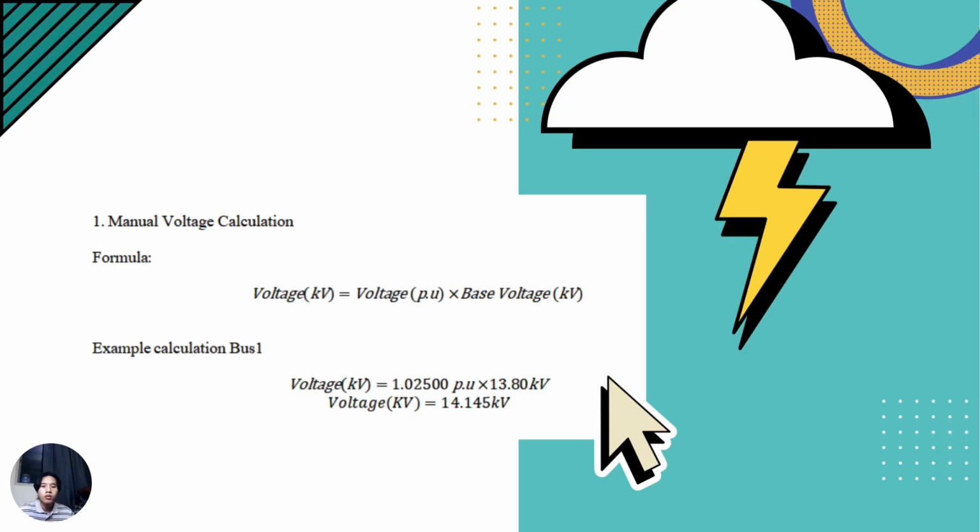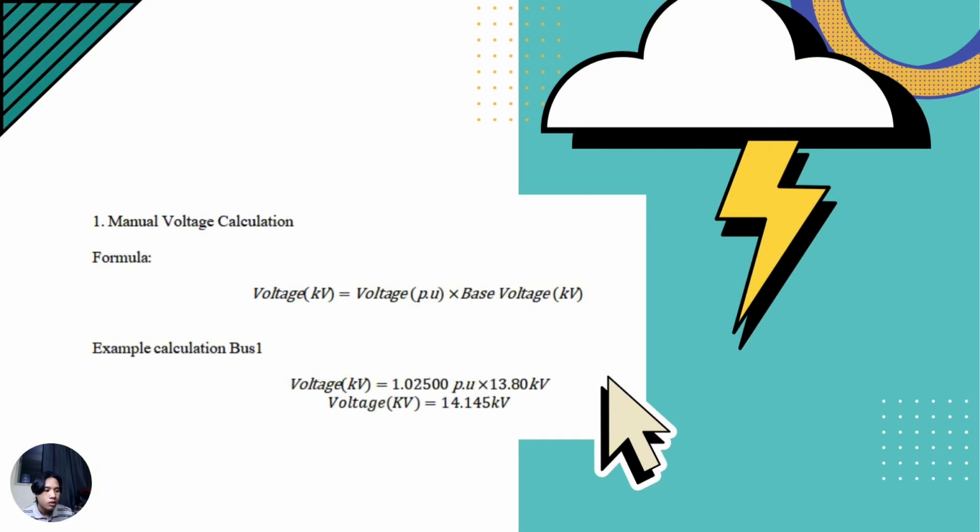The simulation looks good, but we can't just trust the software blindly. We need to verify this result with a manual calculation. To do this, we start with basic voltage conversion as shown here. The formula is straightforward: the actual kilovolt, kV, equals the per unit voltage multiplied by the base voltage. For example, at bus 1, multiply the 1.025 per unit by our 13.8 kilovolt base. This gives us exactly 14.145 kilovolt.